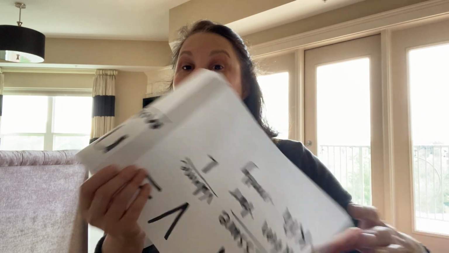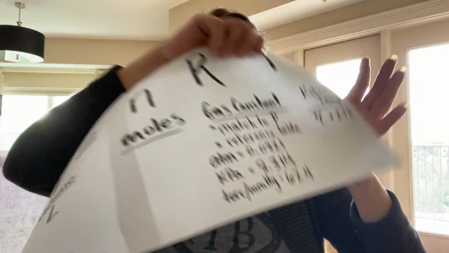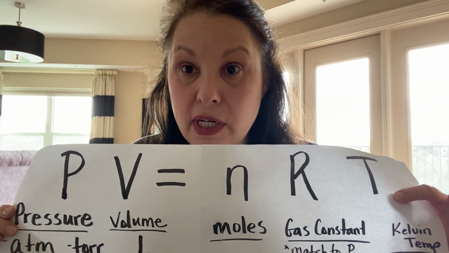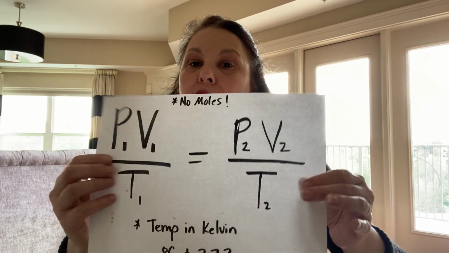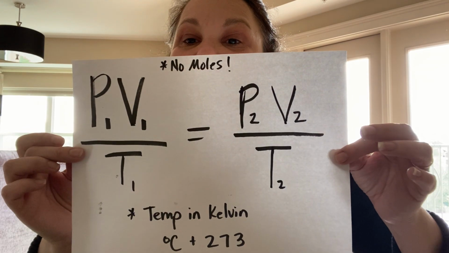So what if it doesn't have moles in it? What if there's no mention of moles whatsoever? Then we can't use the formula that has an N in it because there would be no moles. We need a different formula for no moles. So this is called the combined gas law.